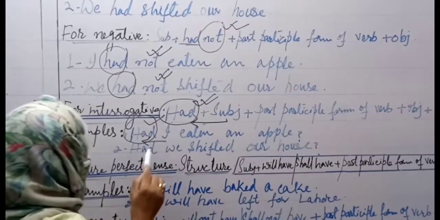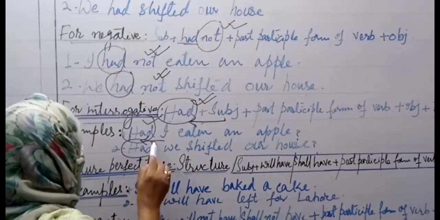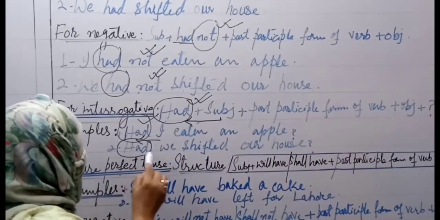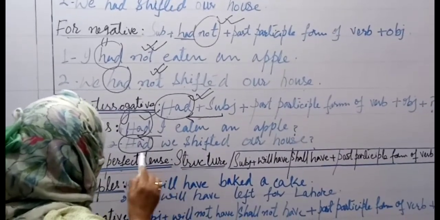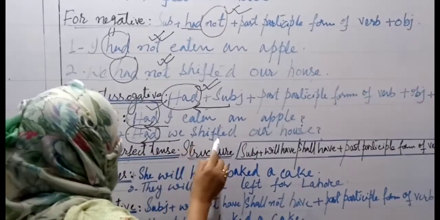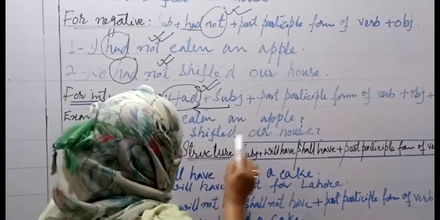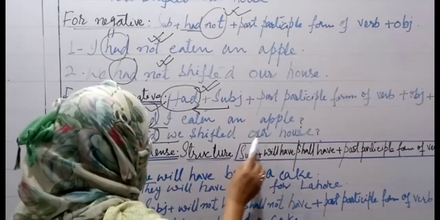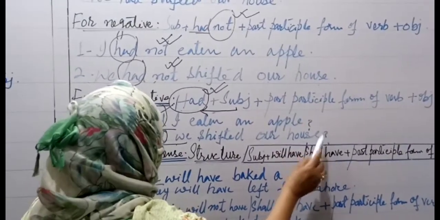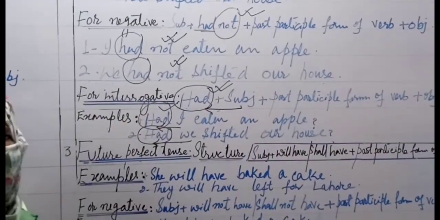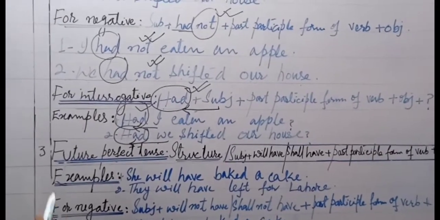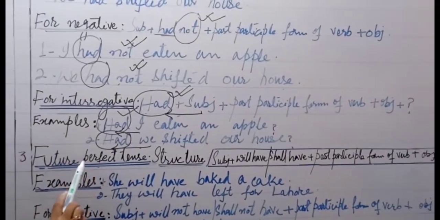So look here. The auxiliary verb "had", according to the structure, comes at the beginning of the sentence. Then we put the subject, that is, before the subject the auxiliary verb "had" will come. Then the subject, the past participle form of the verb, and then the object. Had we shifted our house? Okay, and at the end of the sentence, a question mark. Okay, beta? Let's move towards the future perfect tense.